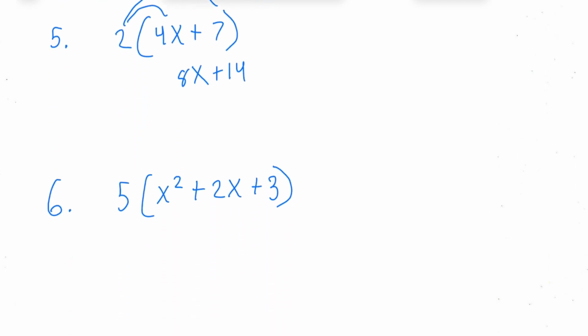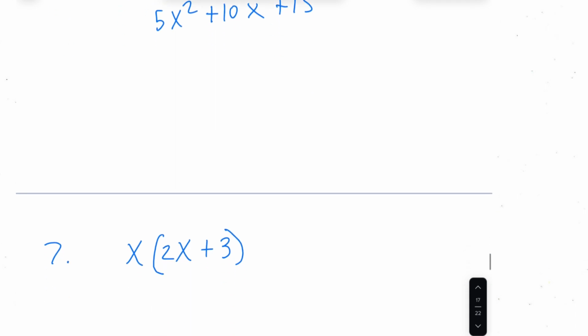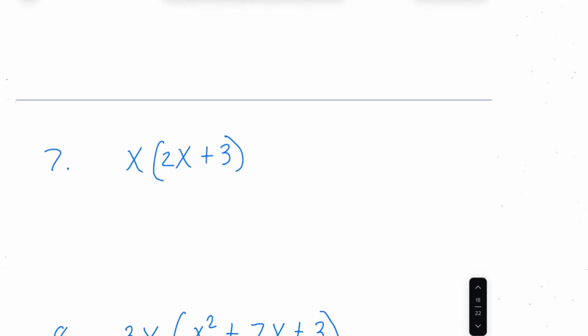If there's 3 numbers in the parentheses, the same rules basically apply here. You just do 5 times this x squared here. That gives you the 5x squared. 5 times this 2x, that would give us 10x. And 5 times 3, that would give us 15. Now if you're multiplying by the variable that's already inside of the parentheses, x times 2x would give us 2x squared, because x times x is x squared, plus 3 times x, that's just 3x.